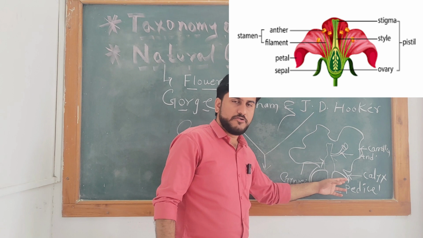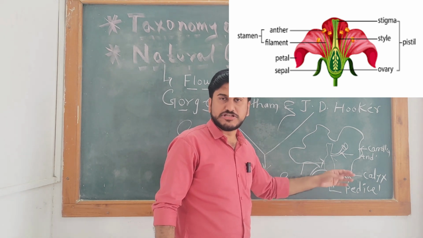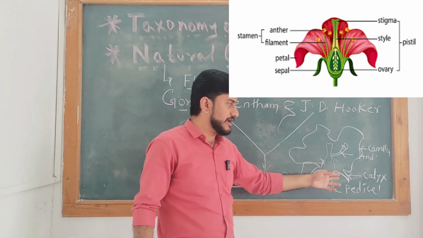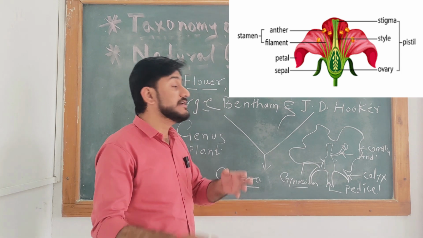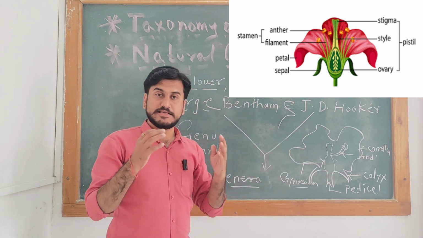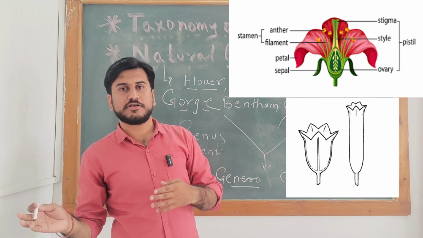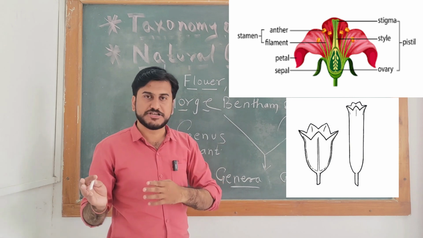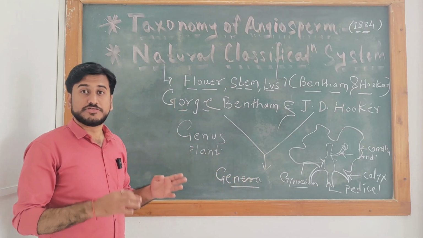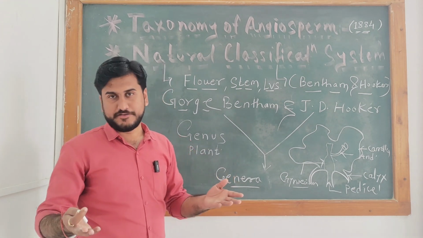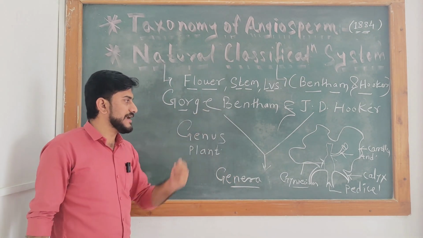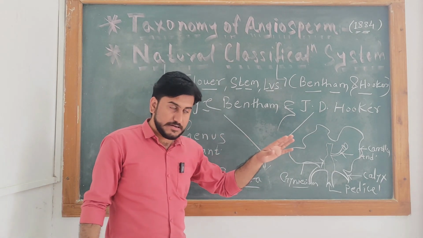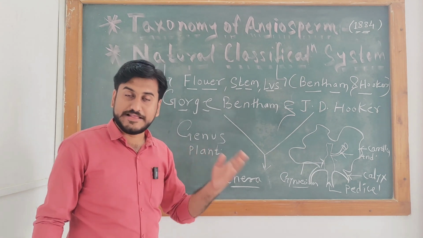The first whorl is the calyx, means the number of sepals. So how many sepals are present inside the flower, how many calyx are present inside the flower. The position means whether these calyx are free or fused, and whether the corolla, means petals, are free or fused. So these are the most important according to Bentham and Hooker. They mainly studied the calyx present in that flower or the corolla in that flower.